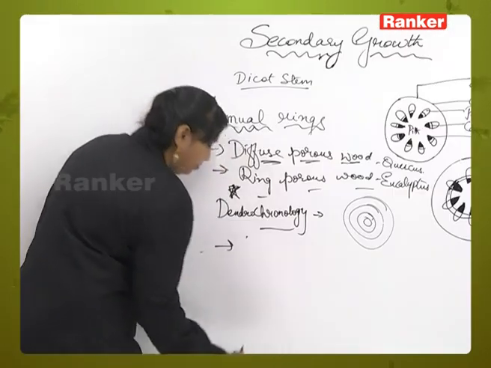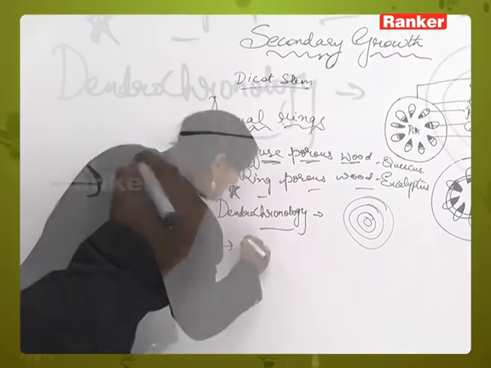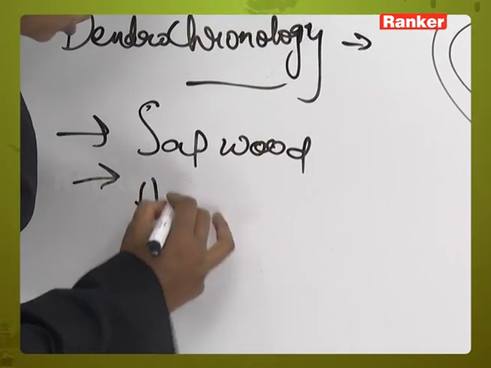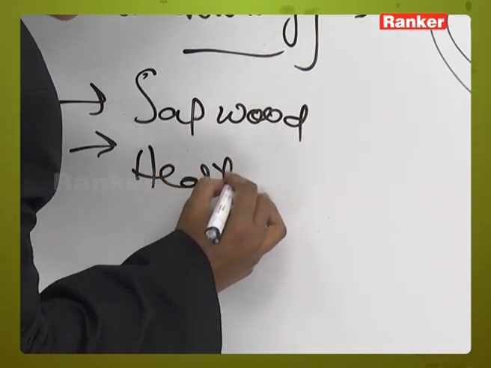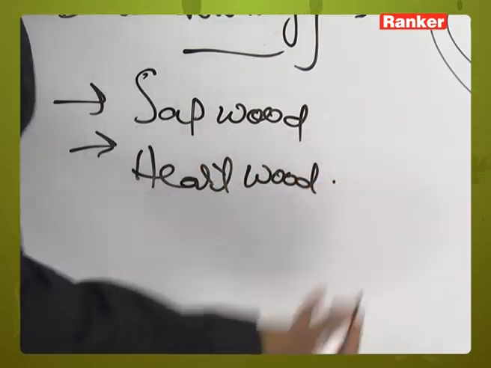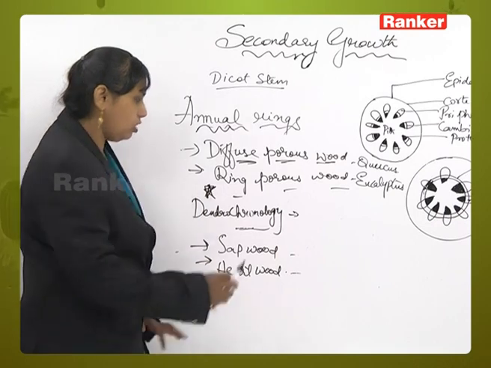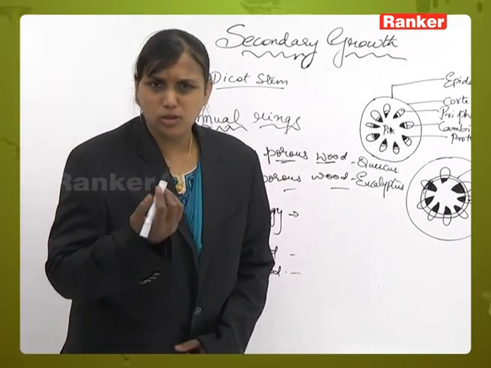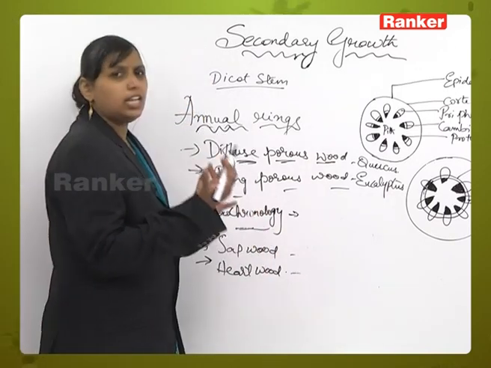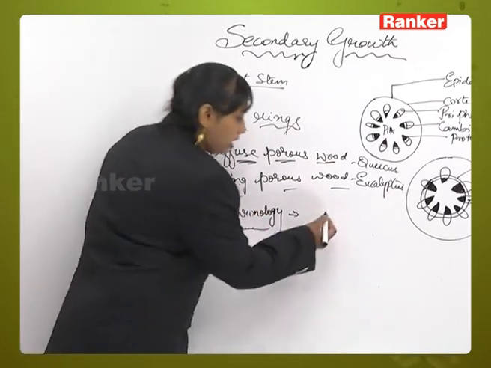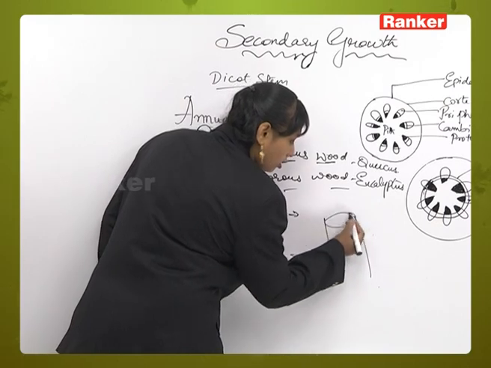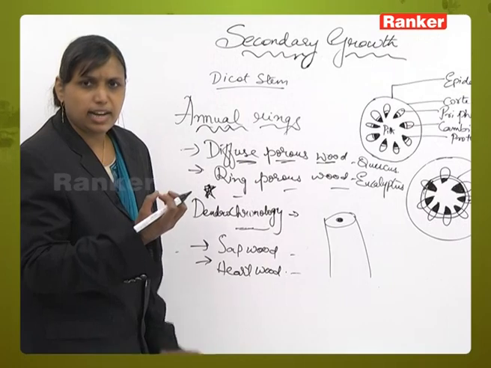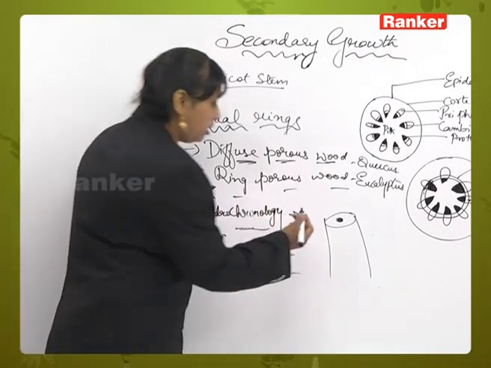Those are called sapwood and heartwood. So what is sapwood and what is heartwood? For example, after a few years of regular continuous secondary growth, what will happen? The earlier formed wood, because of the secondary growth, will become darker and move towards the center, and the later formed wood will keep growing.